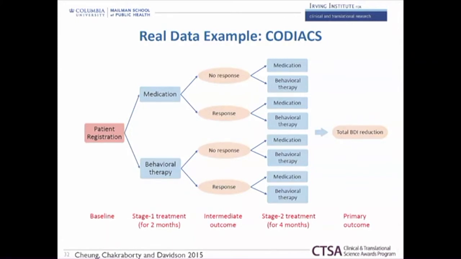So this is the design diagram of the study. At stage 1, patients were randomized to receive medication and behavioral therapy for 2 months. At the end of stage 1, patients were classified as responders and non-responders based on whether the reduction of BDI from baseline was greater than 3 or not. And then they were randomized again to receive medication and behavioral therapy for another 4 months based on different history of stage 1 treatment and intermediate response. This design structure provides data that allow us to evaluate up to 8 adaptive interventions.